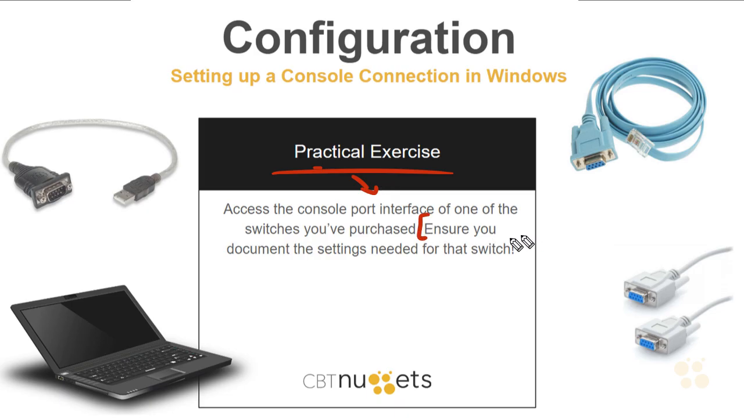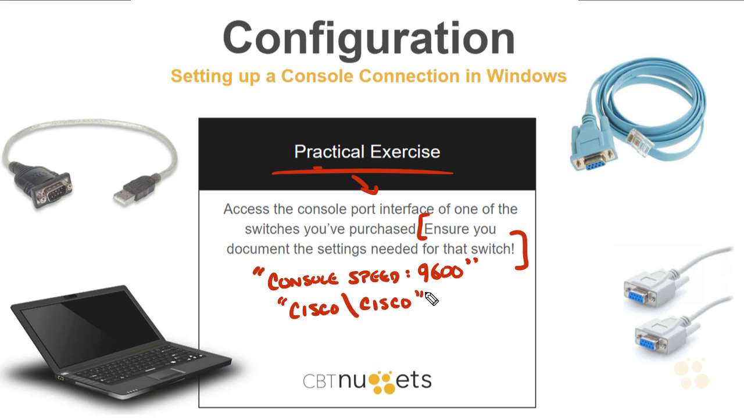As a bonus, I've said ensure that you document the settings that you need for the switch. Once I figure out the console port settings, a lot of times what I'll do is take a white sticker and put it on the back of the switch. I'll write console speed and then the baud rate that I used. And I'll jot down the default administrative username and password. In this case, it was Cisco. I don't do that for all switches, but if it's a brand name that I'm not super familiar with, I'll put that sticker on there to save me time in the future.